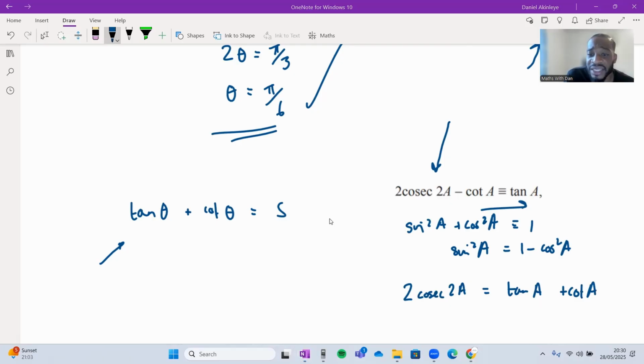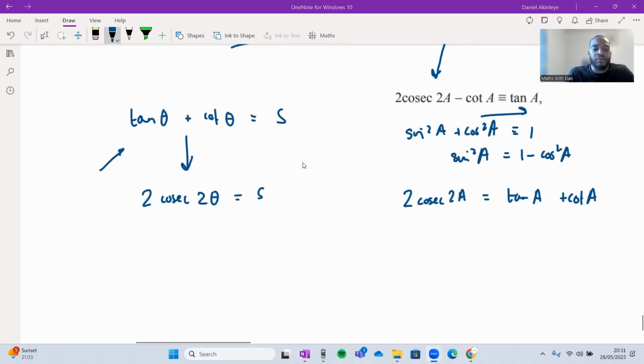Yeah. So that being said, we could actually say then that this here is just the same as 2 cosec 2 theta. Everyone happy with that? Yeah. And then from here, we can just easily solve this. So divide by 2, cosec 2 theta is equal to 5 over 2. Cosec is the same as 1 over sine. So you can just literally flip them. Say sine 2 theta is equal to 2 over 5.